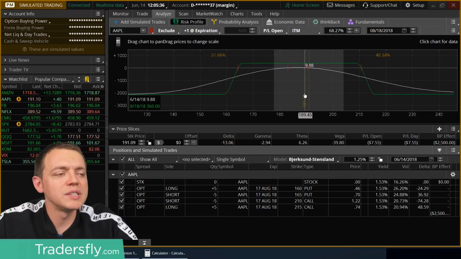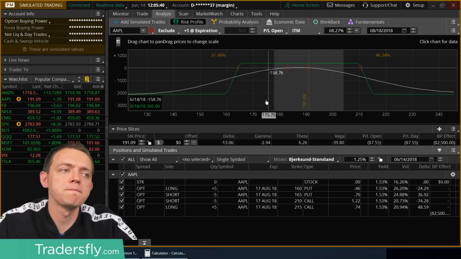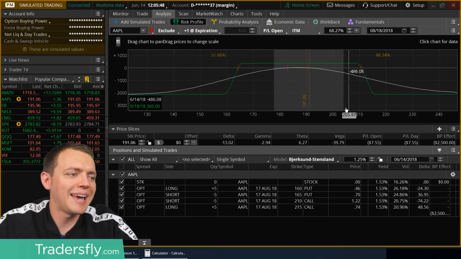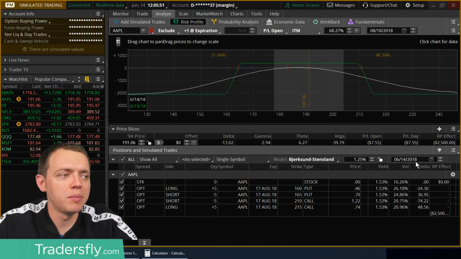So this is what happens. This is how iron condors work. Now I've boxed in this trade, and as long as it stays between this range of 170, 165 really, and 210 at expiration, I make my full amount of capital.